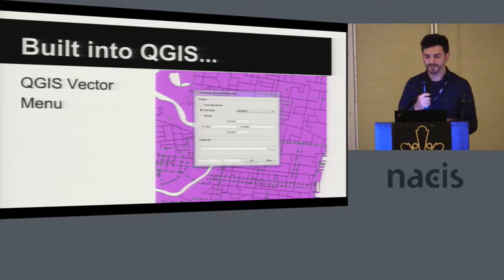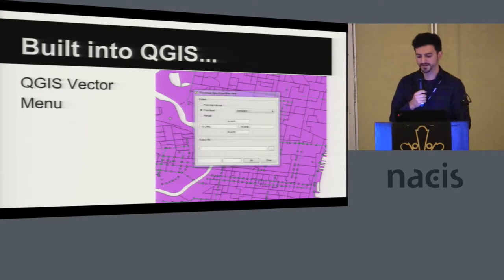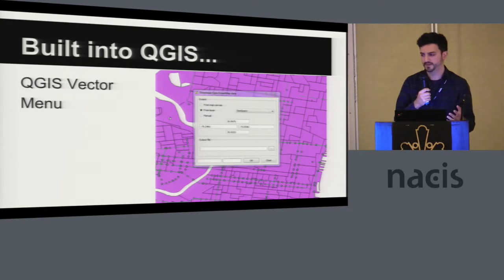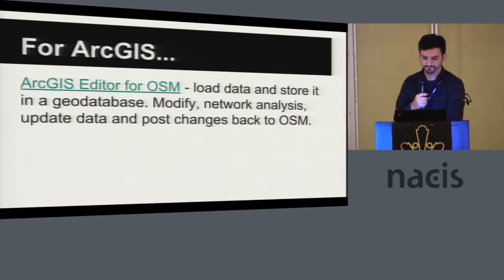The QGIS vector menu has built-in support for getting OSM data as well. It's a little clunky, it doesn't always quite work right, but you can, again, pick a latitude, longitude bounding box, or you can select it by a different layer that you have.